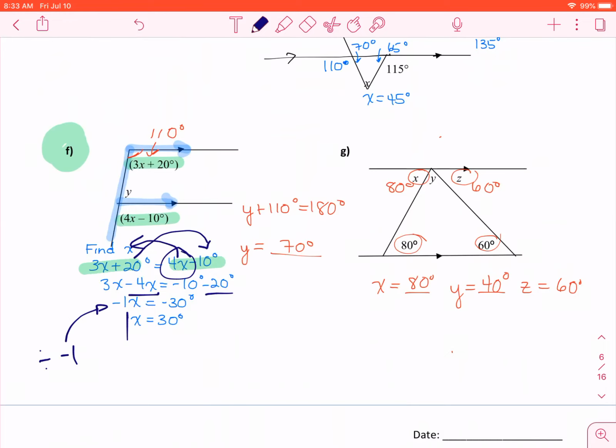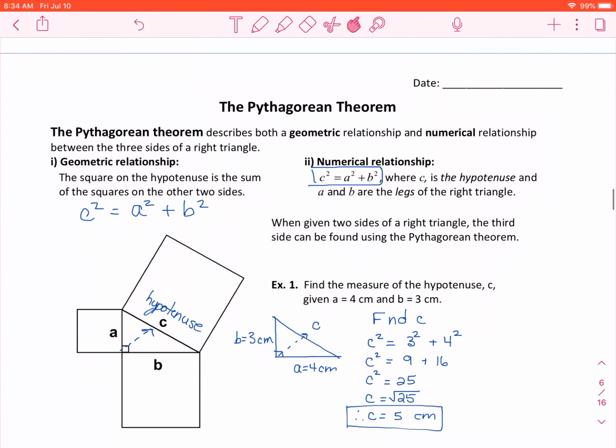And then once you get x by itself, you can actually sub it in. So this is like 3 times 30 plus 20, and then that would be like 4 times 30 minus 10. Okay, so there is algebra that can be used to solve for these different types of problems.